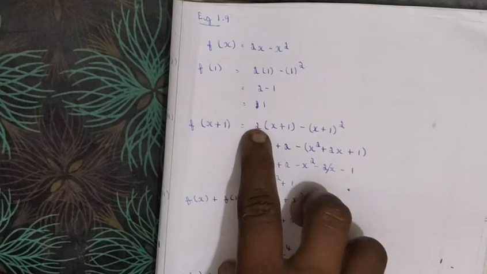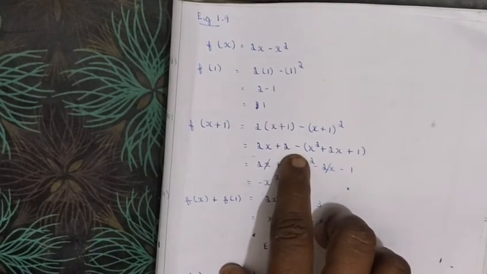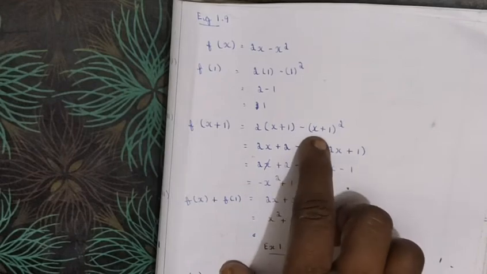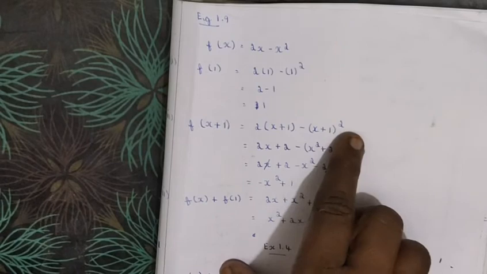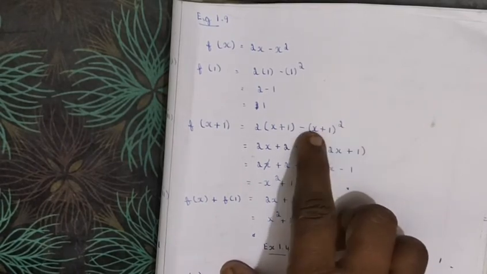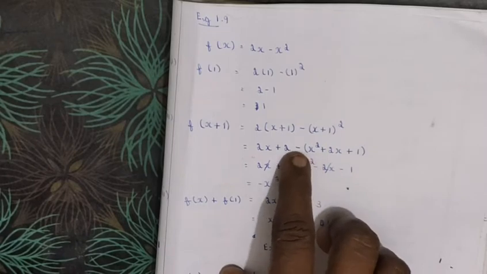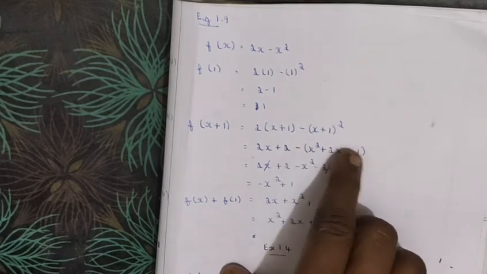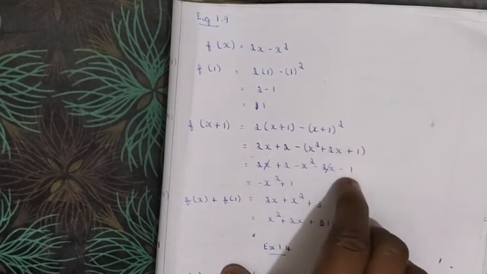2 into x plus 2 into 1, 2 minus. This minus should be outside the bracket. Start the bracket. Then expand according to (a plus b) the whole square: x square plus 2x plus 1. Now take this minus inside the bracket. So minus x square minus 2x minus 1.